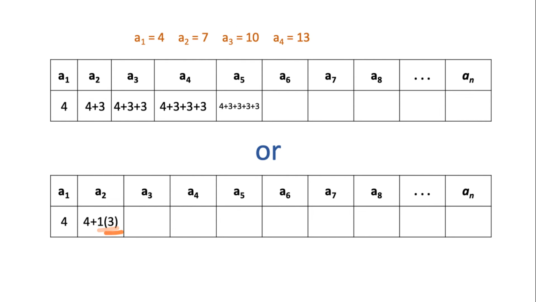For the third term, again, copy the value of the first term, plus, how many 3's are there now in the third term? 2. So we write 2 times 3. In the fourth term, it will be 4 plus 3 times 3. And in the fifth term, it will be 4 plus 4 times 3, and so on.